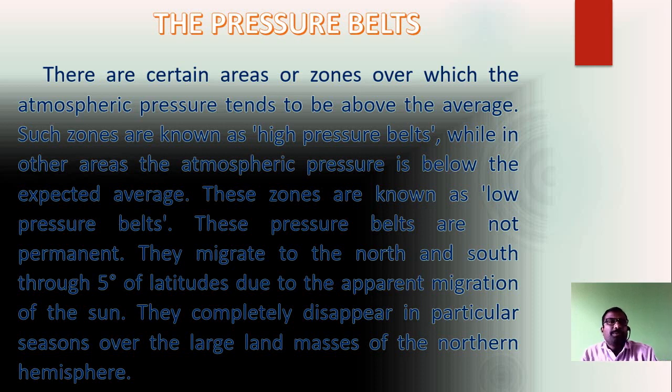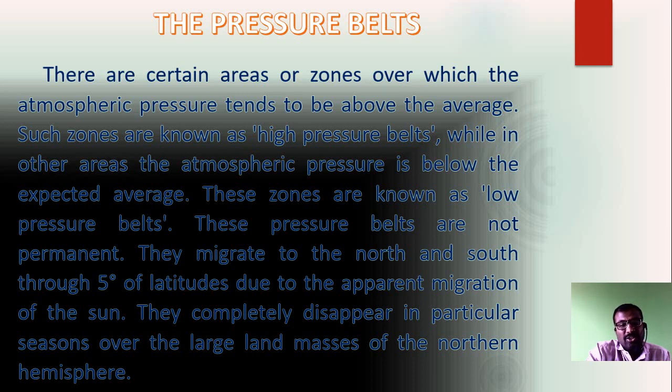According to atmospheric pressure, belts are formed. The pressure belts are created on the Earth's surface. Certain zones are areas over which the atmospheric pressure tends to be above the average; such zones are known as high pressure belts, while in other areas atmospheric pressure is below the average. These zones are known as the low pressure belts.